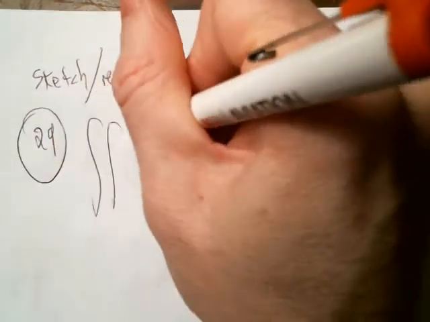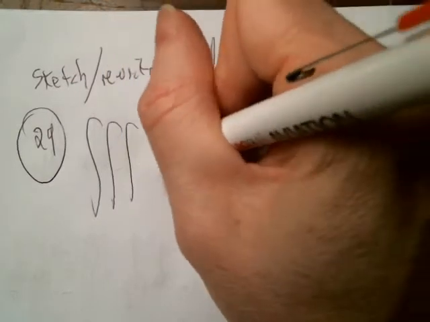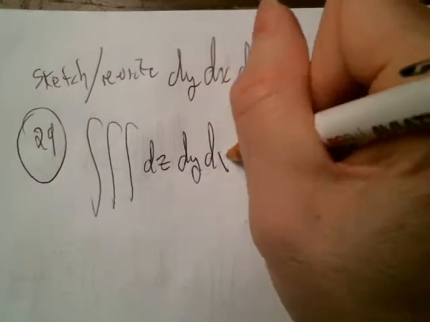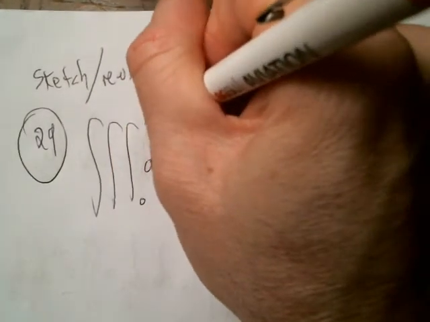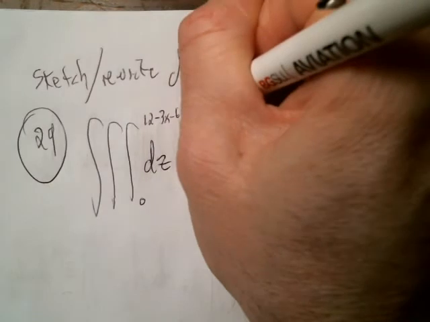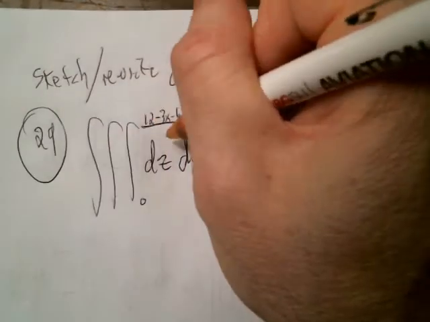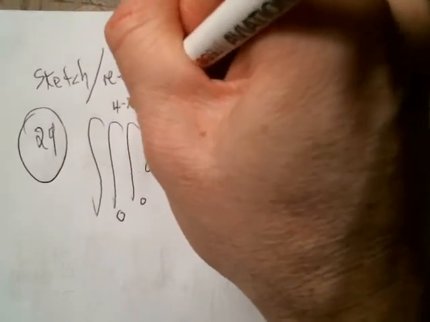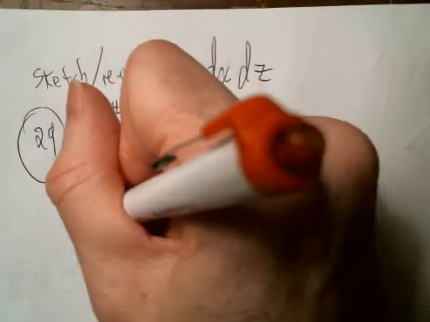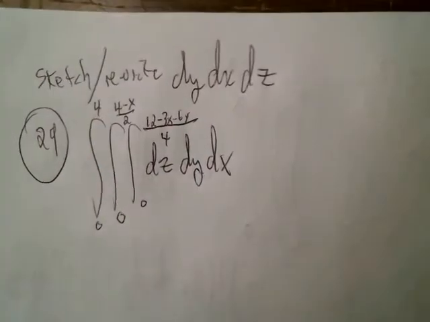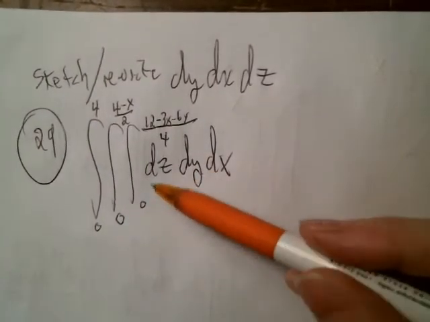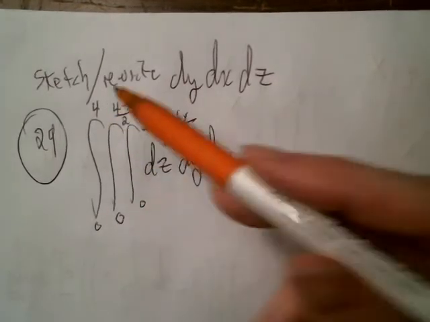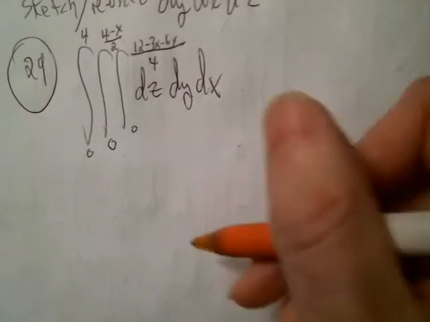29 is the triple integral of dz, dy, dx. And we're going from 0 to (12 minus 3x minus 6y) all over 4, and then 0 to (4 minus x) over 2, and then 0 to 4. Okay. So I'm going from z equals this surface to this surface, y equals this curve to this curve, and then x equals this point to this point. So let's figure out what that region is.